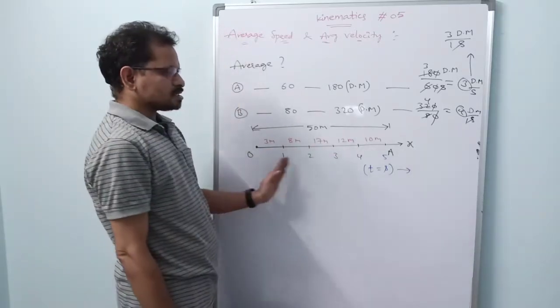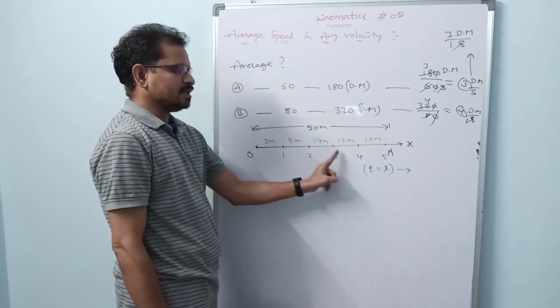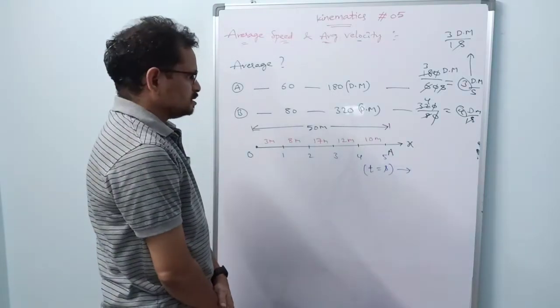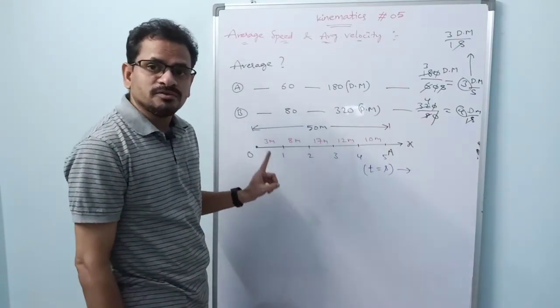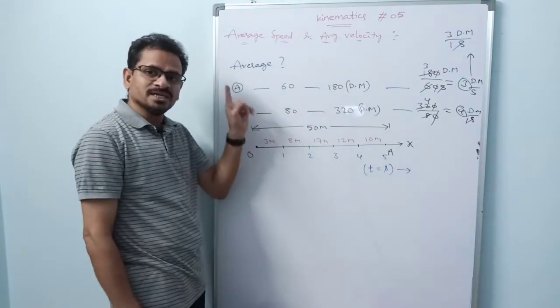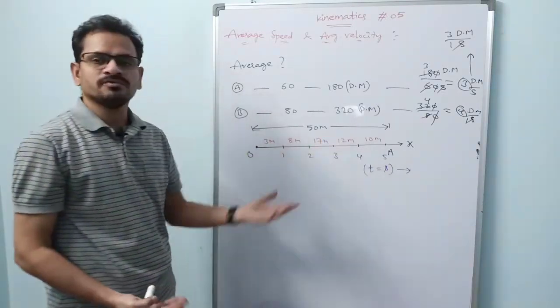What about the distances covered here? In the first second 3 meters, second second 8 meters, third second 17 meters, fourth second 12 meters, fifth second 10 meters. So with your knowledge, is this uniform motion or non-uniform motion? This is non-uniform motion, by definition, because in equal time intervals the distances covered are unequal.